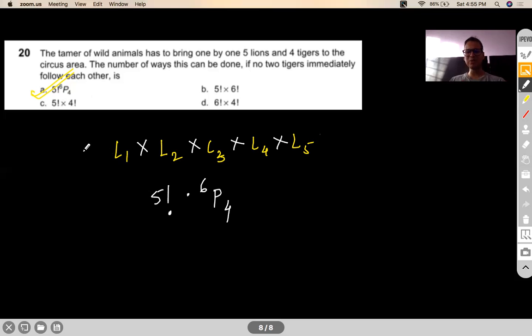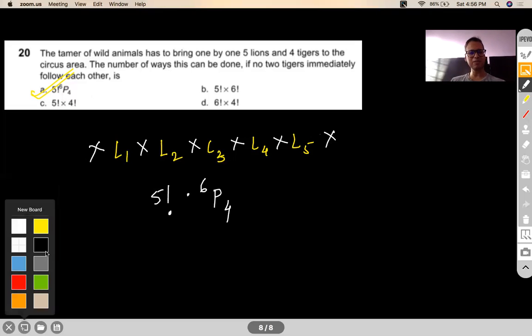Okay. So if you don't want any two animals of the same species to follow each other, then the last two positions will not be available. Only lions can start and tigers can fill in the gap between them. You cannot start with a tiger. Okay. Next.